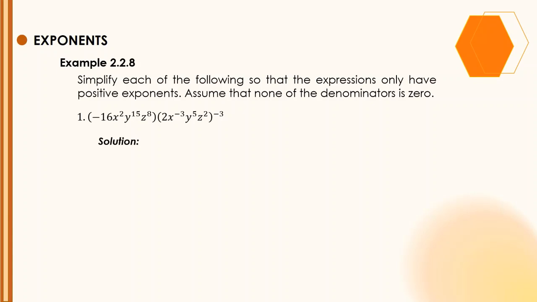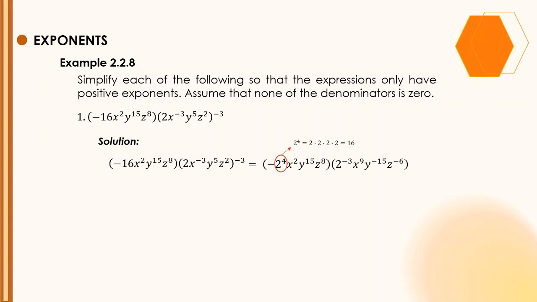Number 1. Negative 16x squared y to the power of 15 z to the power of 8 times quantity 2x to the power of negative 3 y to the power of 5 z squared, quantity to the power of negative 3. Solution. This expression is equal to this one. So mapapansin nyo yung 16 is naging 2 to the power of 4, since 2 to the power of 4 is just equal to 16.